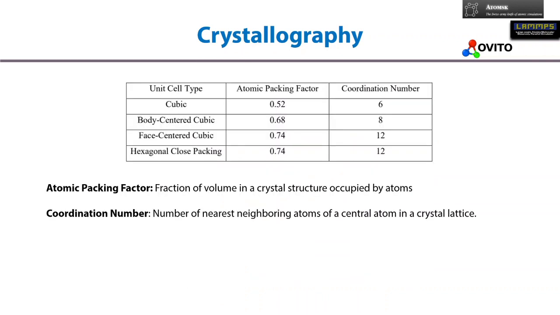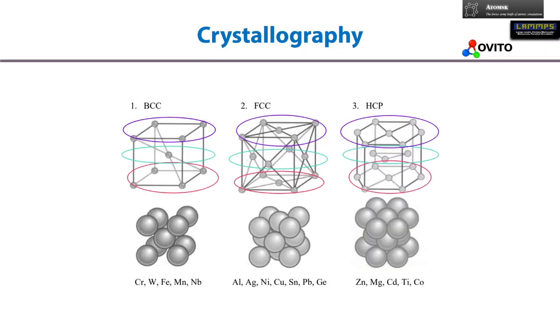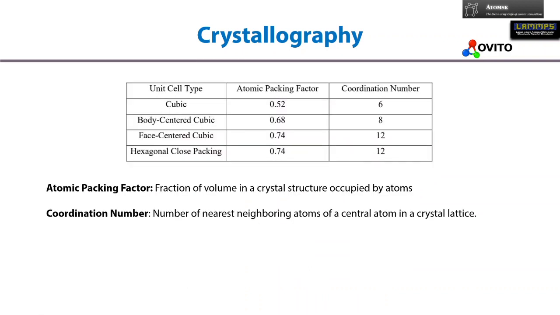Here you need to familiarize yourself with two definitions: atomic packing factor and coordination number. What is atomic packing factor? It generally means the fraction of volume in a crystal structure which is occupied by the atoms, and the coordination number is the number of nearest neighboring atoms of the central atom in a crystal lattice. You can count this by yourselves, which is very easy. If you take the BCC here and take one particular atom like this one, and count how many neighboring atoms it has, you will see that the number is 8.